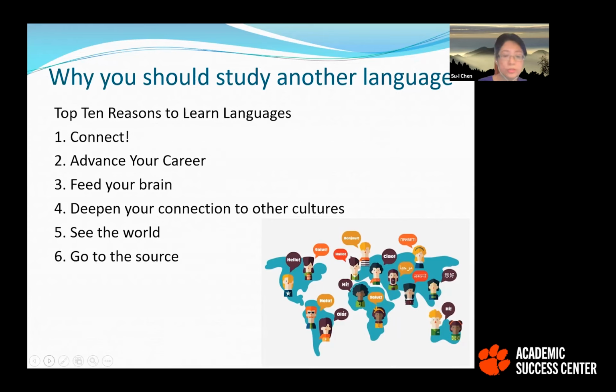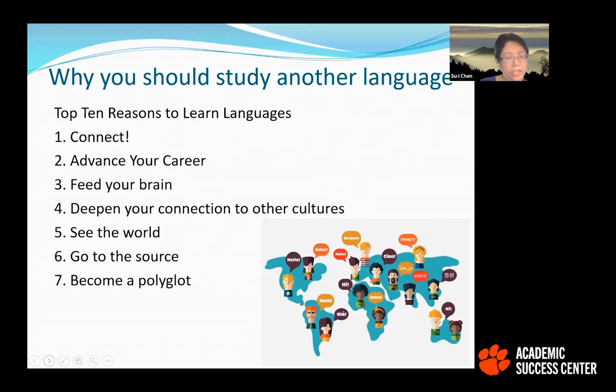And go to the source. For example, if you go online to search for information about China or the Chinese language, and if you know the language, isn't it better for you to go directly to the source, where everything is written in Chinese? Is it not better? So that gives you the benefit of the language. You go to the source directly.